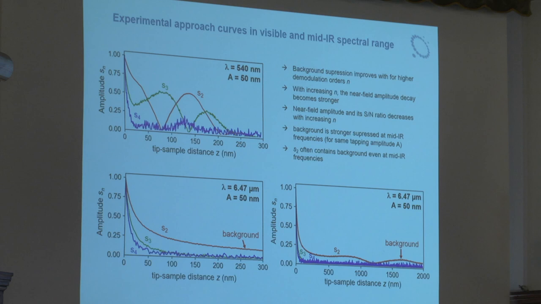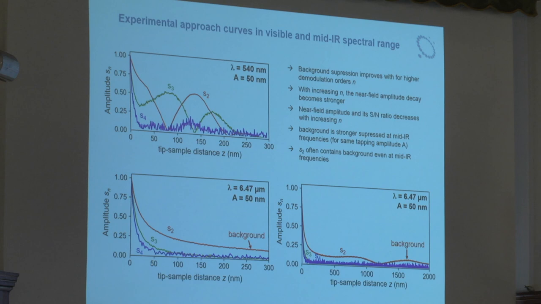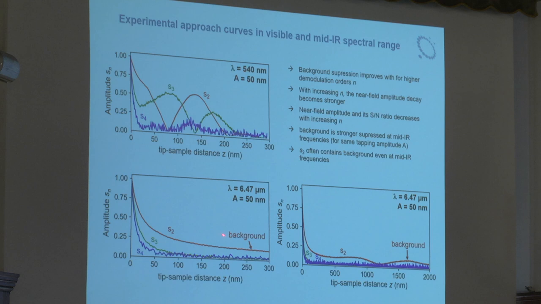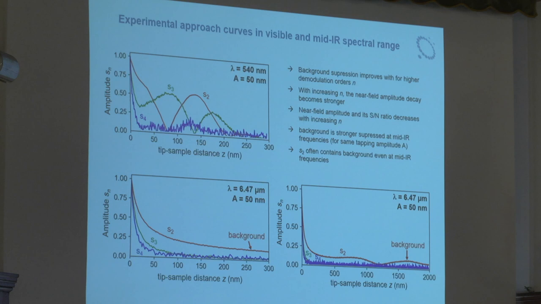With biological samples, very often you don't get a third harmonic, and then you have this tiny little bit of background left. But watch out for the next talk by Martin. He will tell you a method how you can correct for that if you have amplitude and phase images. Okay, so that's more or less what I wanted to say.